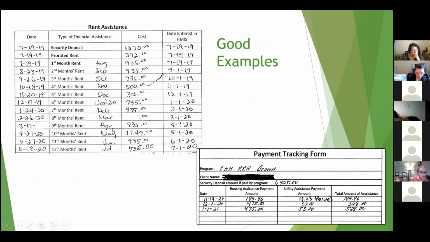So these are some good examples of tracking the payments made. It's showing exactly what the type of assistance was, the amount, and the date it was provided. This one's more laid out. This one's more open, where you have the payment amount, if there is a utility, and the total amount. This is very clear about what service you provided the client and what financial payments were made on behalf of that client.